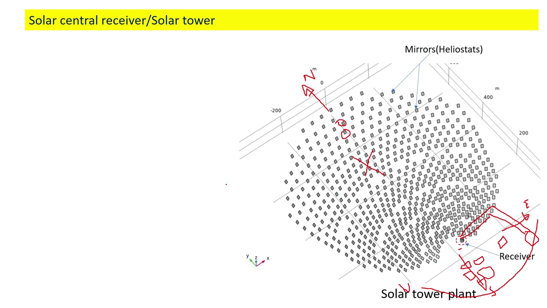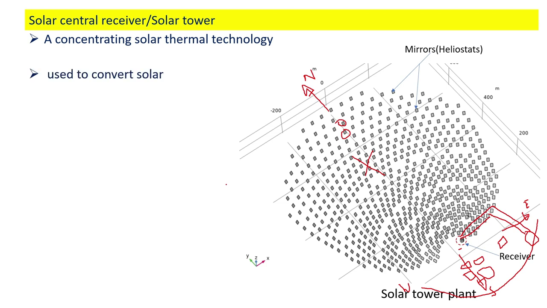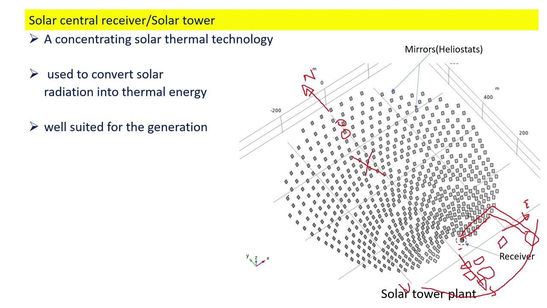So let's first understand what a solar tower is. It is actually a concentrating solar thermal technology which is used to convert solar radiation into thermal energy. As I told, the sunlight gets focused on the receiver, and it's well suited for the generation of electricity at utility scale.